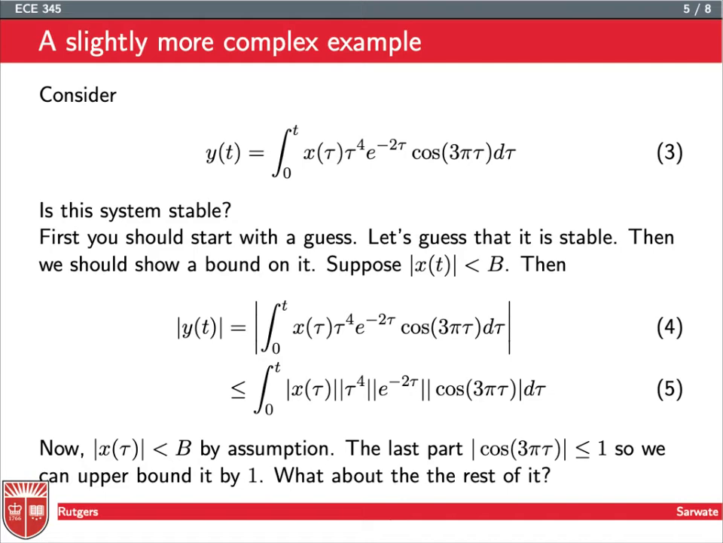We can take the magnitude of y of t, which is the magnitude of this whole integral and all the junk inside. Then we can upper bound that by moving the magnitude inside the integral, and the magnitude of a product of things is the product of the magnitudes, so we get the product of the magnitudes of x of t, tau to the fourth, e to the minus 2 tau, and cosine 3 pi tau, d tau. Now we know that the magnitude of x of t is bounded, so we can replace this term by b, and this cosine is always less than 1, so we can upper bound this by 1. So that leaves these two terms here. The question is, what happens to those two terms?